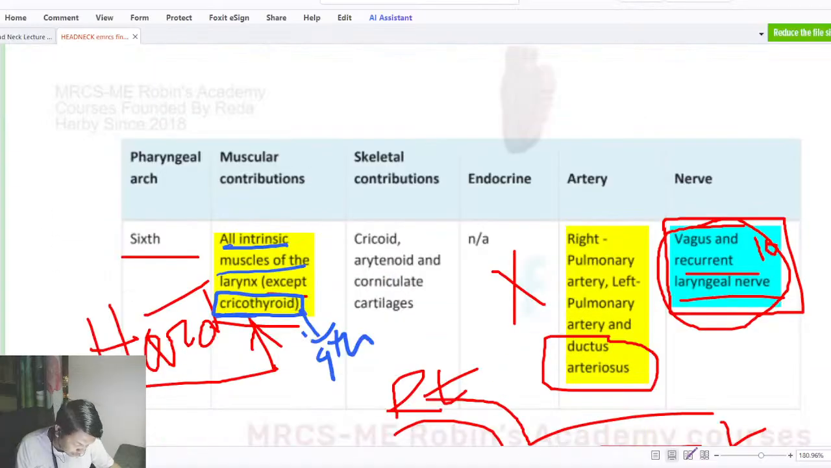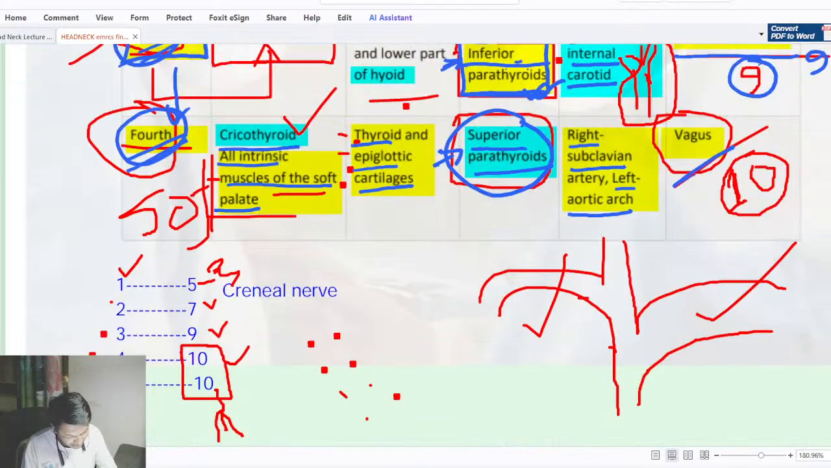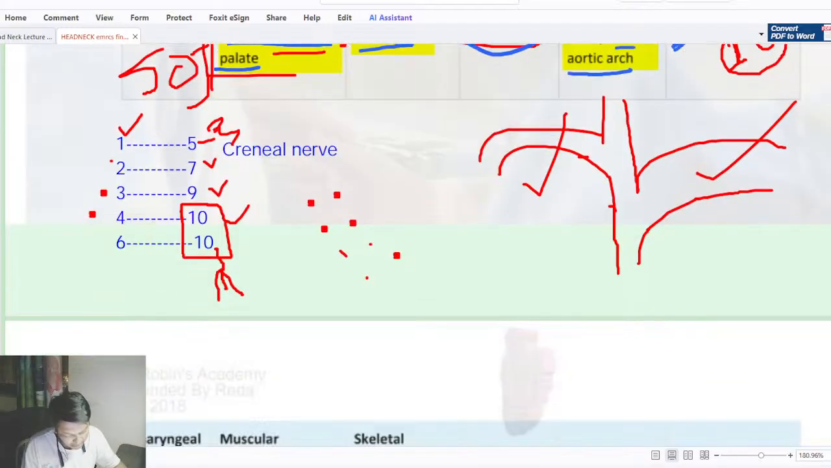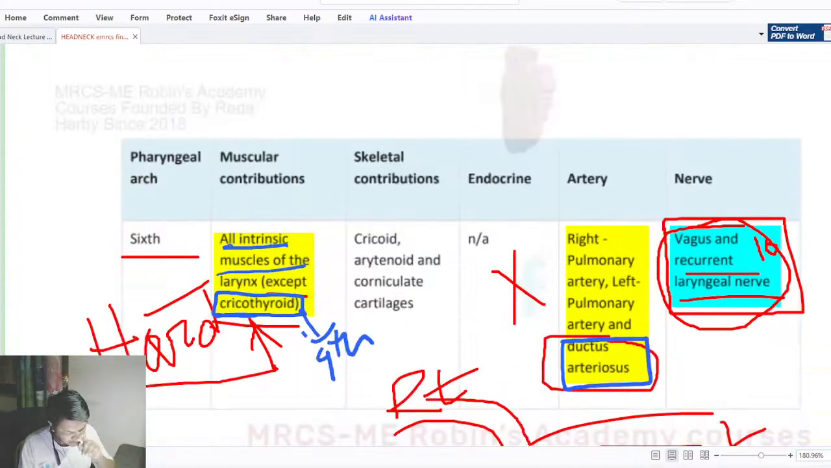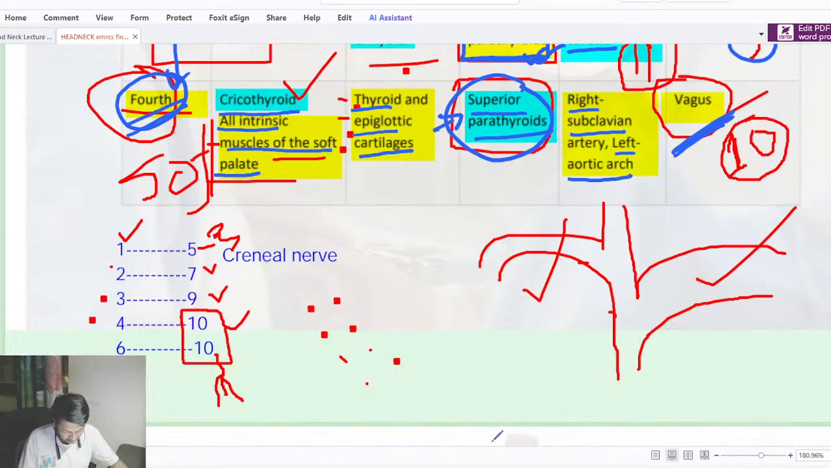Artery: right pulmonary, slowly it is coming down. Right pulmonary, left pulmonary, ductus arteriosus. This is an exam question: ductus arteriosus develops from which pharyngeal arch? Sixth. And here we have the vagus nerve. Vagus is in fourth, and also in sixth, because vagus is very vast. Vagus and recurrent laryngeal nerve, because recurrent laryngeal is also a branch of vagus.